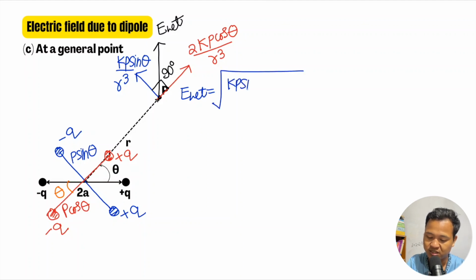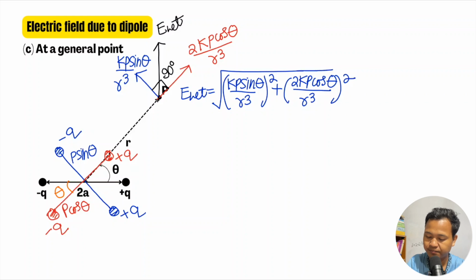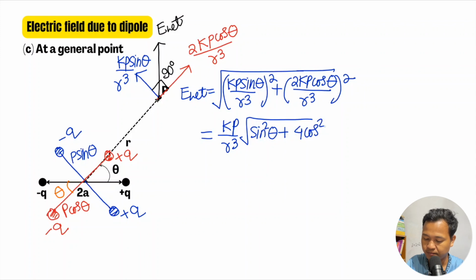So root over kp sin theta divided by r cube, the whole square, plus 2kp cos theta divided by r cube, the whole square. Okay, so kp by r cube is common, and the remaining terms are sin square theta plus 4 cos square theta.